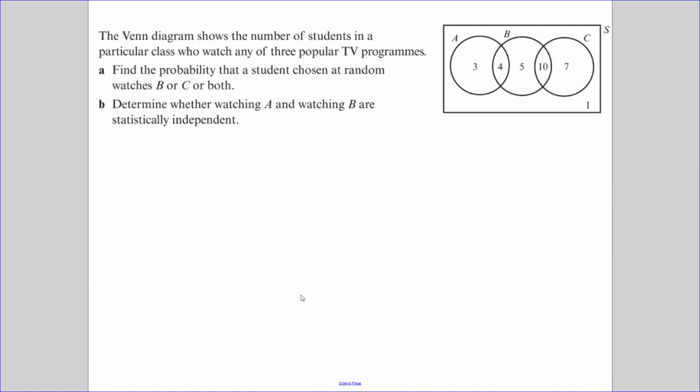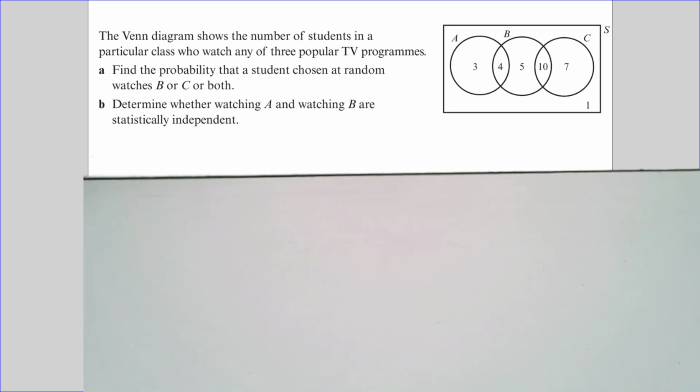I think I said there are two examples, there's actually a third one here. Here they give us a lot of information about TV series and they give us a Venn diagram already drawn. Find the probability that a student chosen at random watches B or C or both. All we need to do here is identify which bits of this Venn diagram are relevant. B or C or both is the 4, the 5, the 10 and the 7. It's basically not this 3 and not this 1.